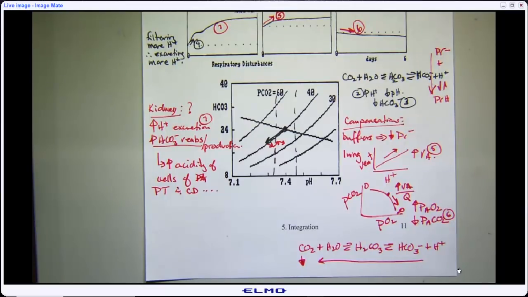And on Thursday, we will go over an example of a whole body question, okay? We'll put it all together, okay? Cool, we'll cut it there then.